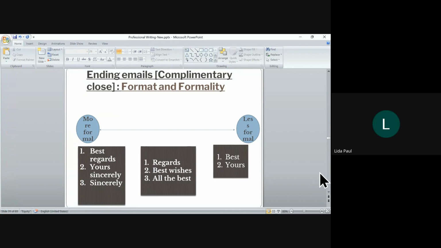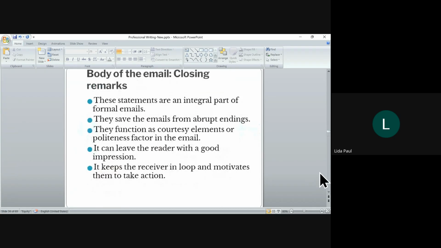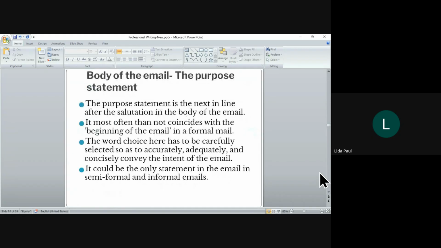So welcome to the last day of the first part of the workshop on professional writing, which is on professional emails. We've covered quite a bit in the last 2 days, and we're going to close it for today. So only a few things remain. This is the last part of what we discussed on contents of email, right? So this is where we started from.